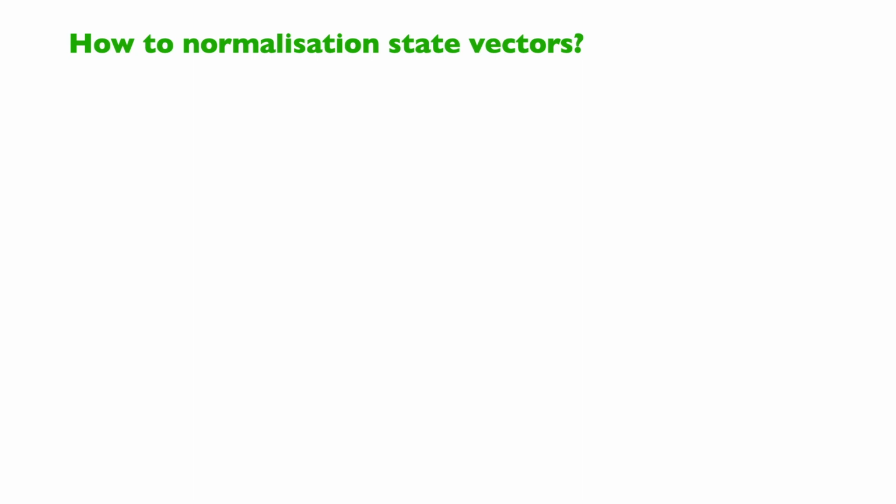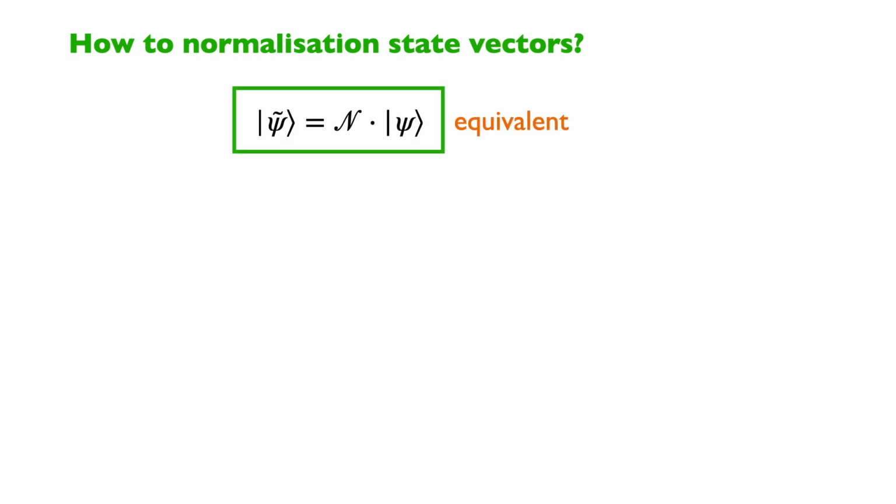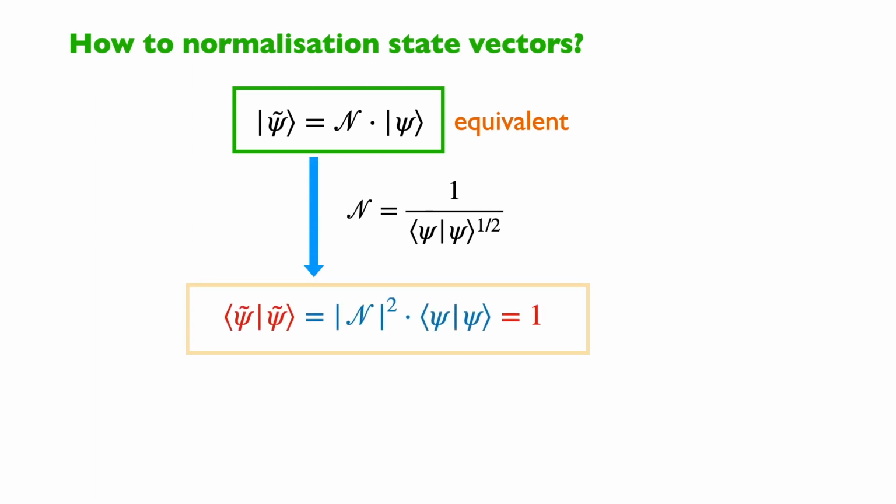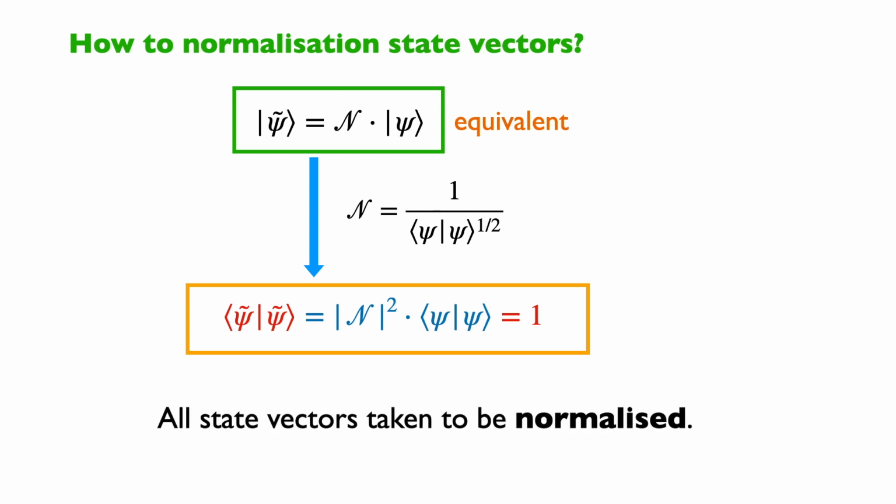To normalize psi, we shall replace it with an equivalent psi tilde. The normalization factor n is given by the inverse of the norm, so it is well defined only if psi is not the null vector. This implies that psi tilde is now normalized. From here on, unless otherwise stated, all state vectors are taken to be normalized.